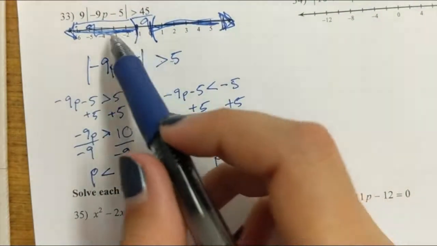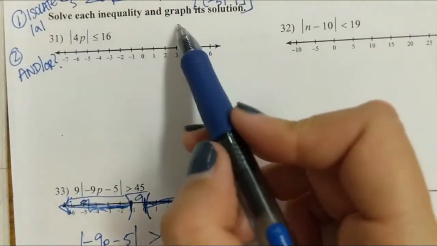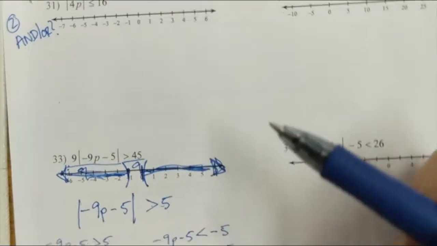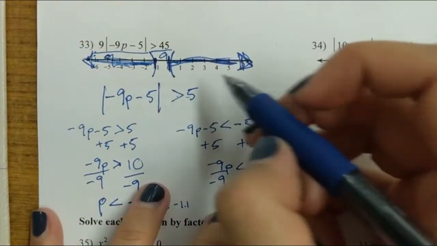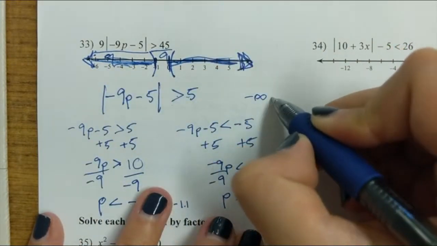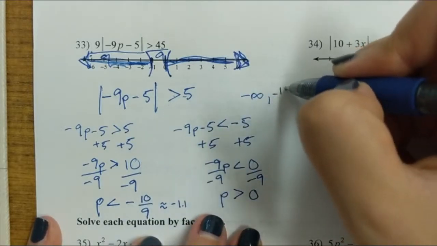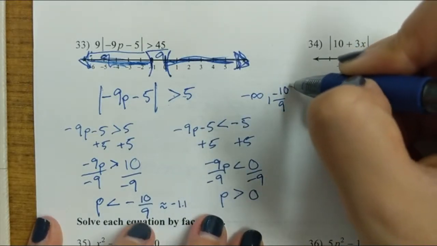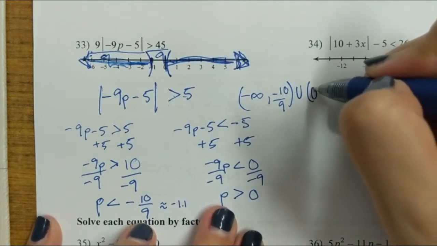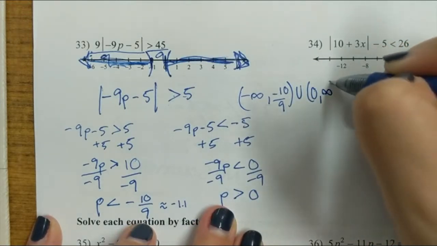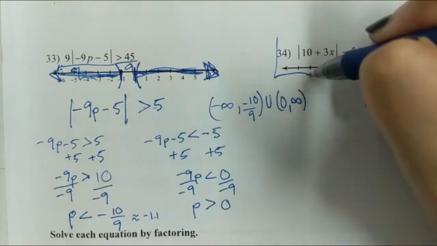Okay. And then write in interval notation. They did not tell you to write it in interval notation, but I will be telling you to write it like that on the test. So make sure you can write it in interval notation. So from negative infinity up to negative 10 over 9, union 0 to infinity. Okay. And we're going to do 34.